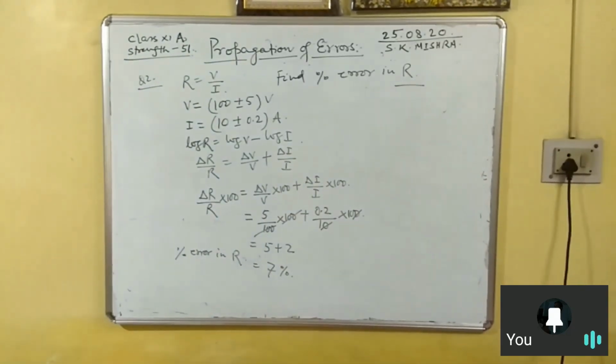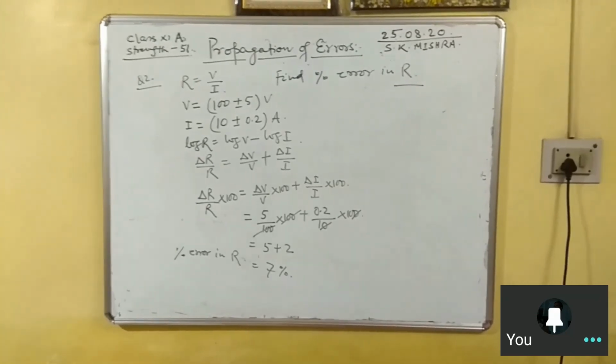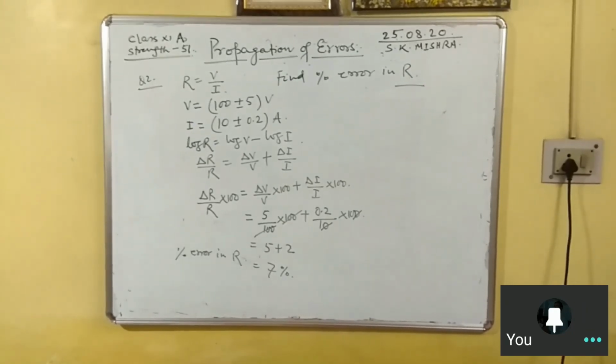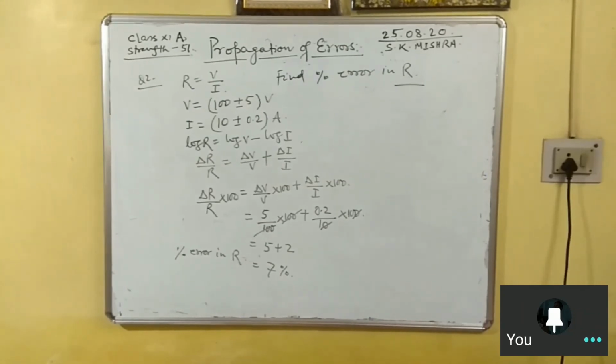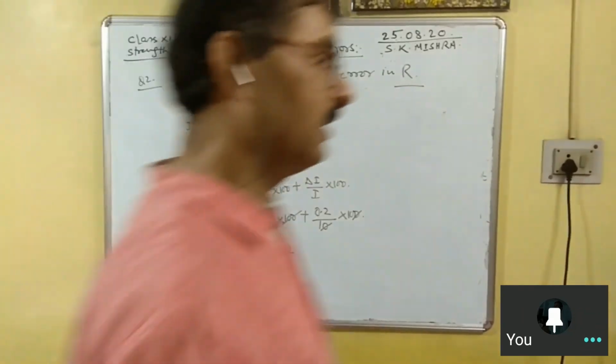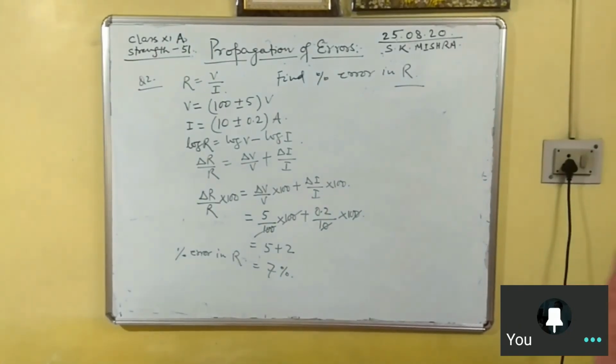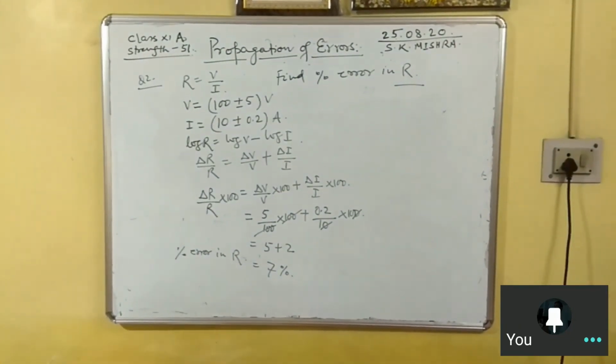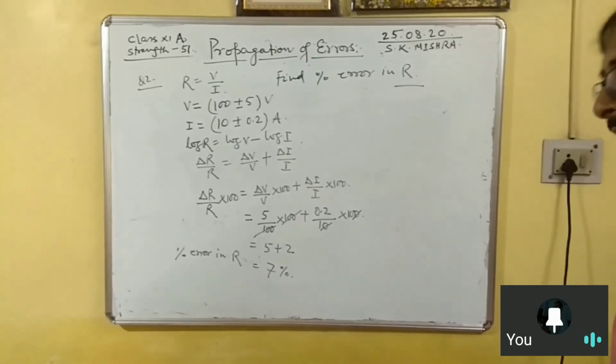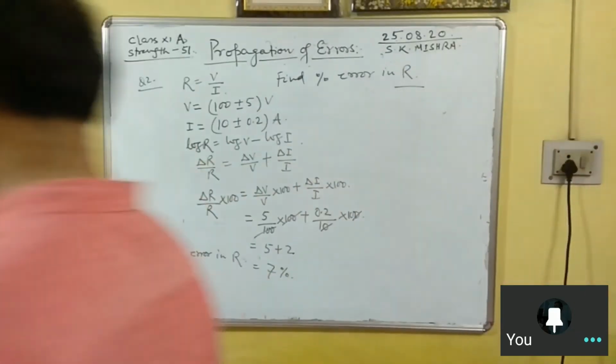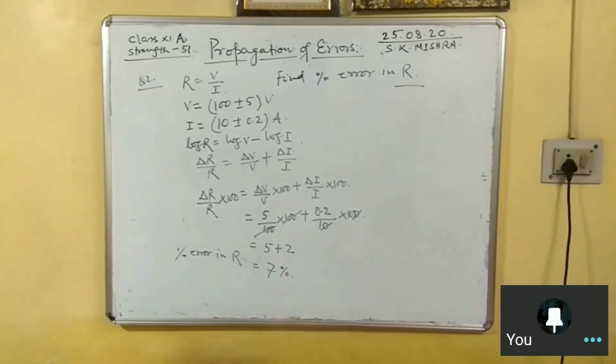So is it visible to you? Is it visible to you? Yeah? Not visible? Completely not visible. Full blur. Achha, are you getting my sound now? You are getting my sound properly. Okay. So percentage error in R is 7%. Sayantika, are you getting?